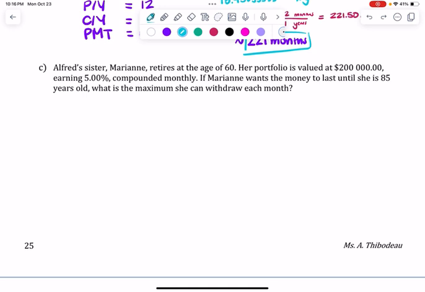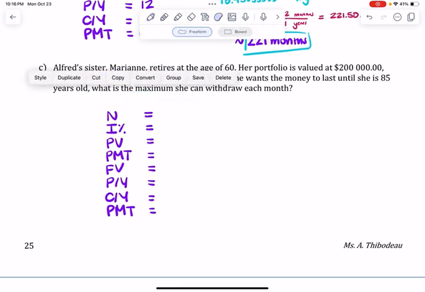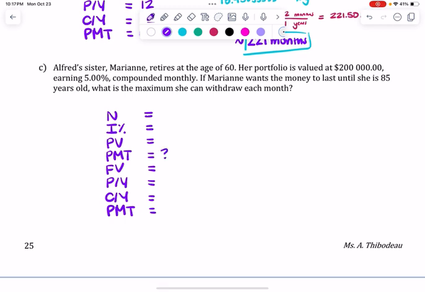All right, so we are taking a look again at TVM, and I know it's TVM for a couple of reasons. First of all, we're talking about an investment that's compounded, and that's the only skill we have to deal with compound interest. But also, I'm looking at the maximum she can withdraw each month, and hopefully that sparks the fact that there's repetition going on. I'm looking for that PMT.